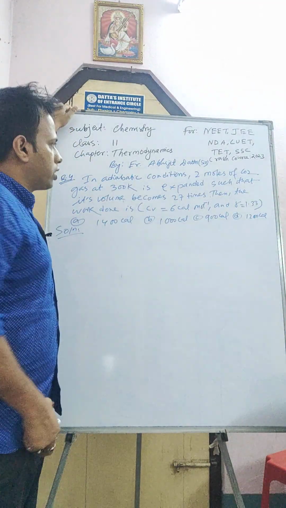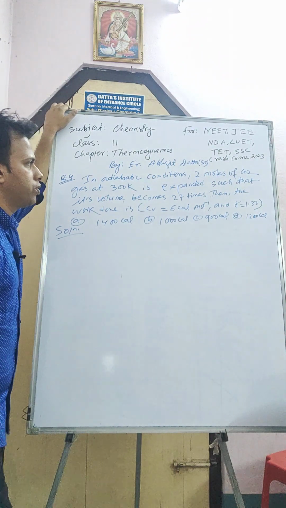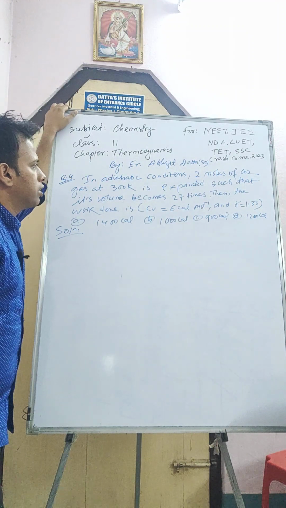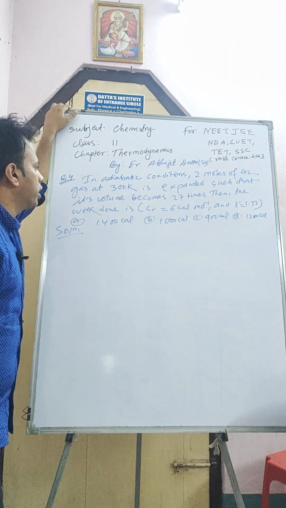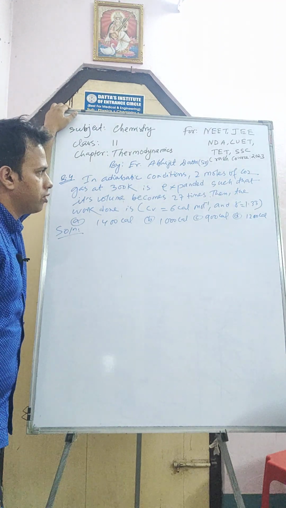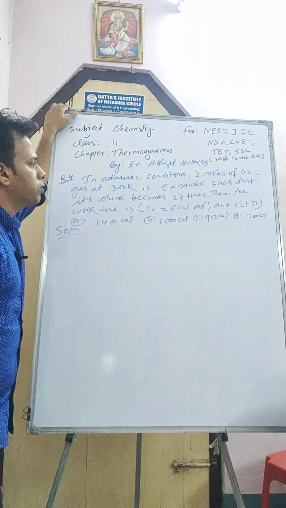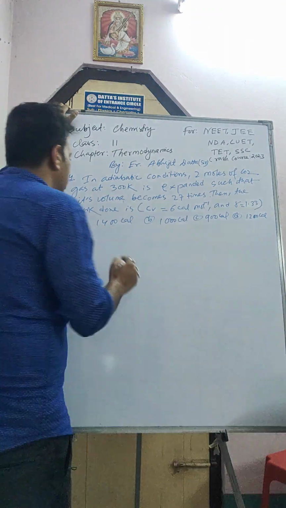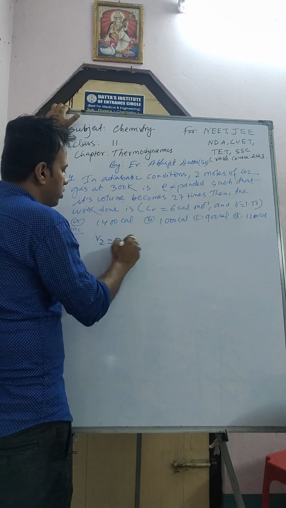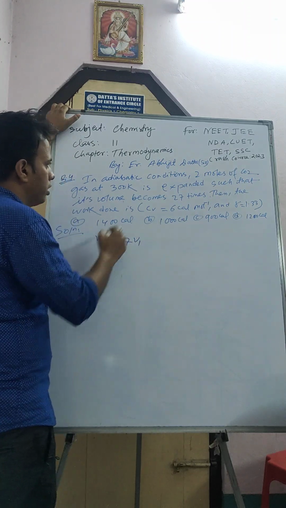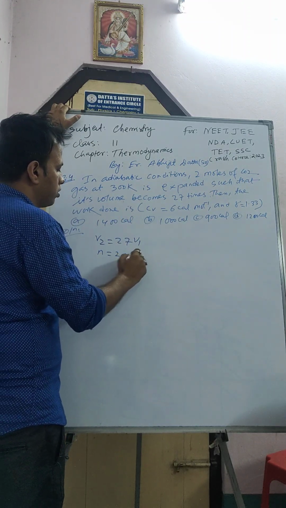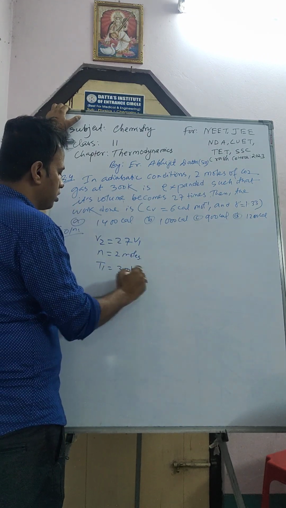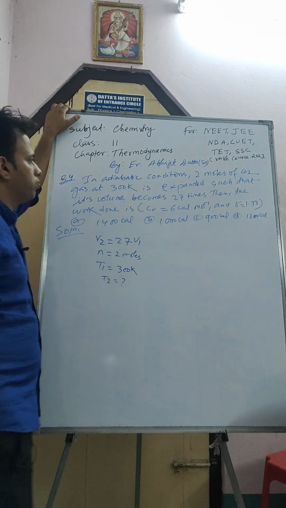In an adiabatic condition, 2 moles of CO2 gas at 300 K is expanded such that its volume becomes 27 times. So here V2 is equal to 27 V1, n is 2 moles, and temperature T1 is 300 K. T2 is what we have to find out.